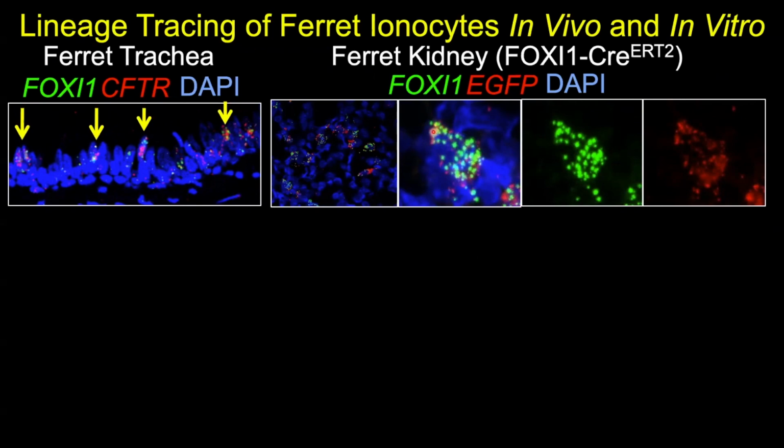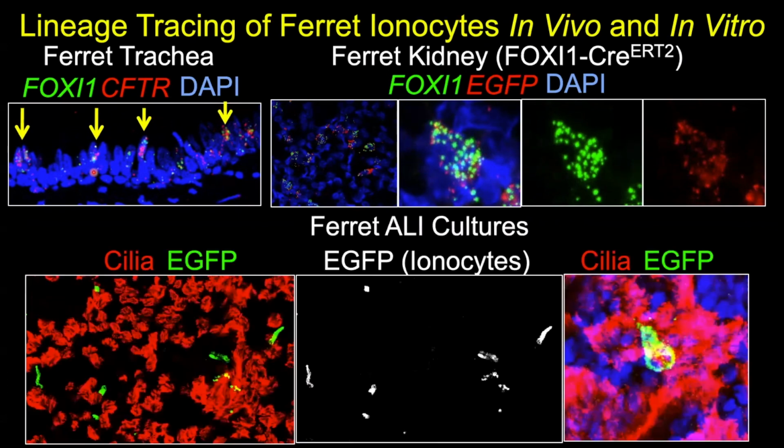Importantly, the expression of the lineage trace EGFP co-localized with FOXI1 at the mRNA level here using single molecule FISH, and CFTR is expressed within FOXI1 expressing cells within the trachea, looking at co-localization by single molecule FISH. We've created in vitro air-liquid interface cultures from these animals and are using this to understand the processes that are involved in specification of ionocytes from basal cells.